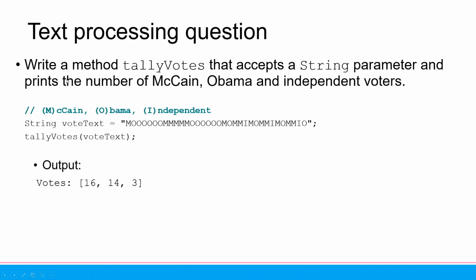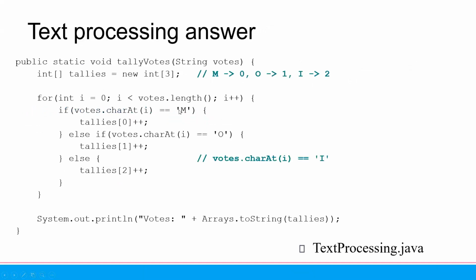So here you need to write a method tally votes. And this tally votes will accept a string parameter. So vote text is a string. And if I run this method, the result will be like this one: 16M, 14O, and 3I. Okay, then how can we make this? So I give you this solution.